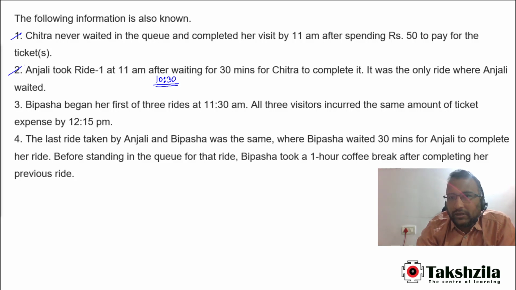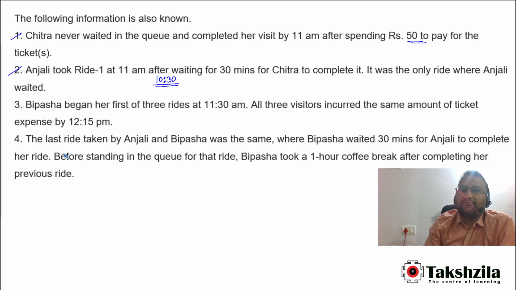After that, all the 3 visitors incurred the same amount of ticket expenses by 12:15. So the total amount spent by each and every one of the 3 people by 12:15 is the same. We already know that the total amount spent by Chitra by 12:15 is rupees 50. So everyone is going to spend rupees 50 before 12:15.